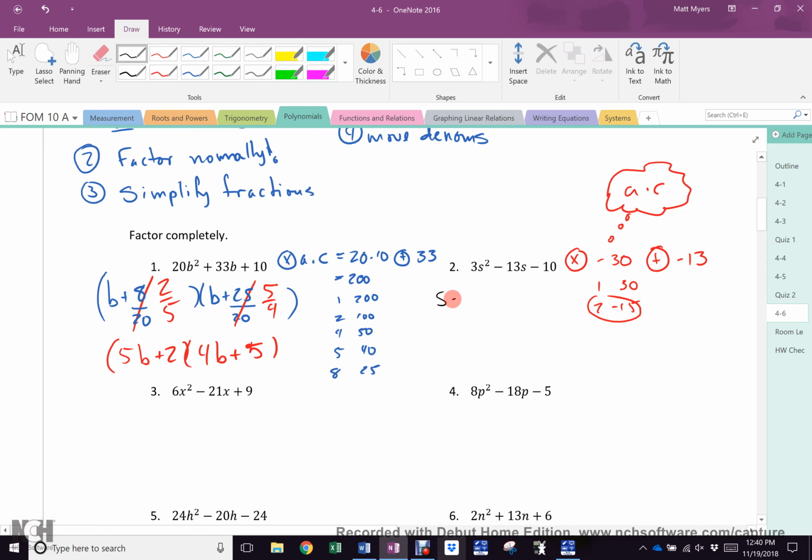So it is s plus 2. But it is not really plus 2. What is it really? 2 over 3. Why? Because I multiplied that 3 at the beginning. And s minus 15. But it isn't really 15. What is it really? 15 over 3.